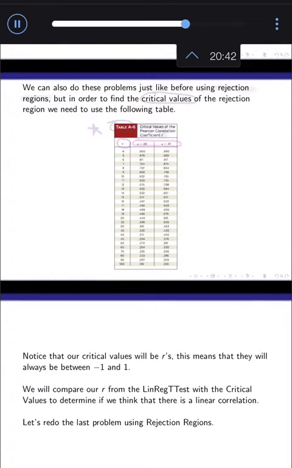Now, we can still do rejection regions, but then we have to remember with rejection regions, what do you have to find? You have to find your critical values of the rejection region. Well, that's where this last table that we're going to use, Table A6, comes in. Notice in small print, critical values for r.